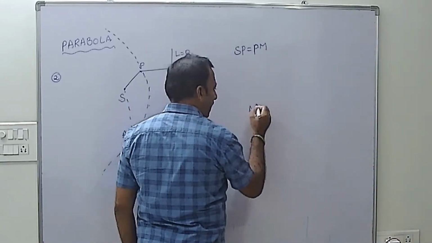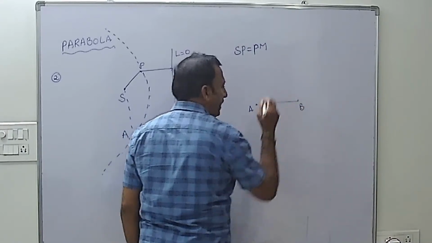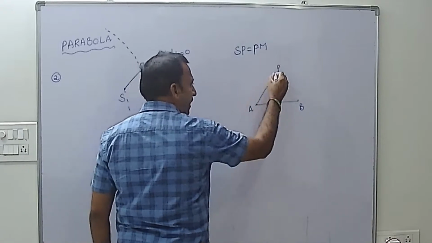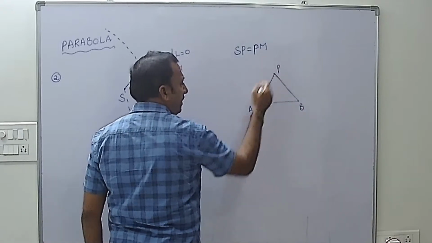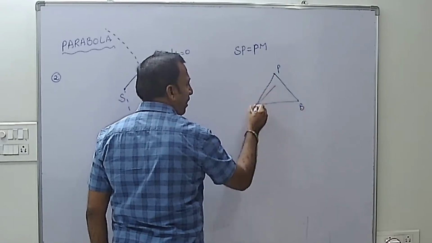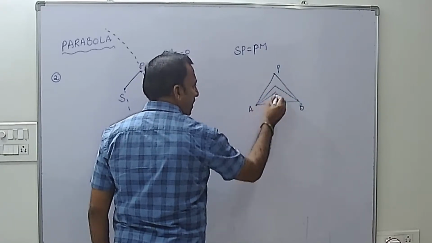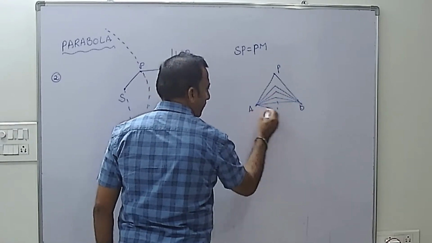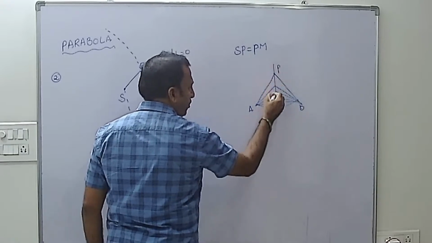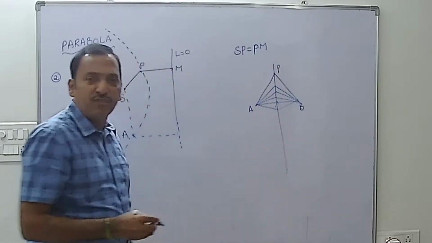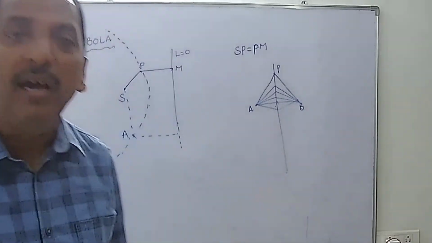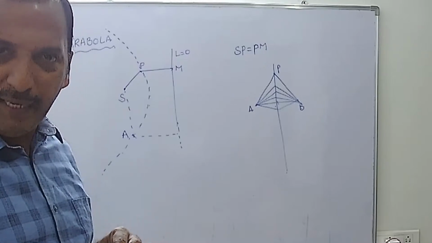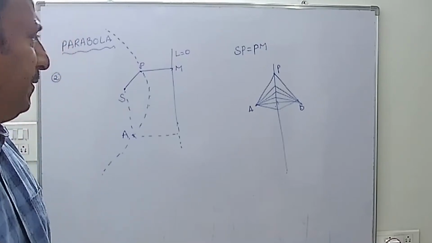Look, suppose we have two fixed points, A and B. The locus of the point equidistant from A and B. The points are like this, equidistant from both. If you join all these, what happens? It is a straight line. That straight line is called the perpendicular bisector of the segment AB. Right, write a note.